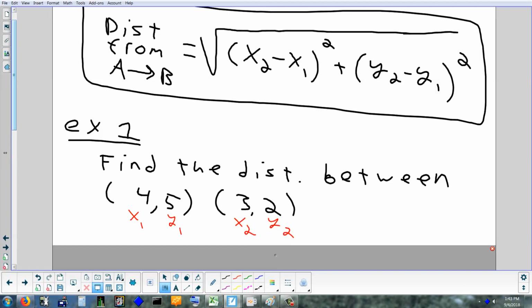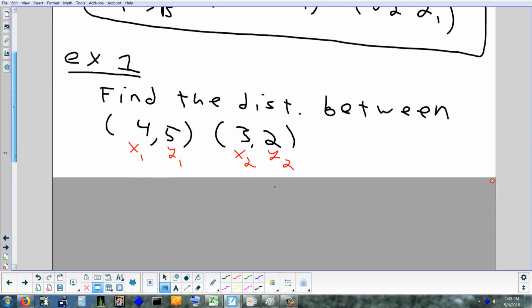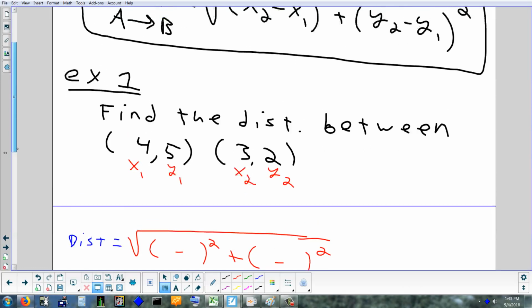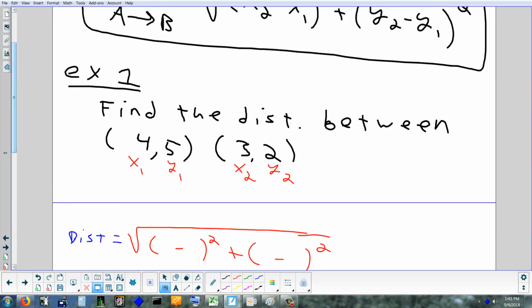Okay. So now just fill everything into the formula. What I like to do, you don't have to do it this way, but I like to write down all the symbols so I don't forget to do anything. So if I do all that, I won't forget to square, subtract, add, or take the square root. Okay, let's fill it in. Well, Audrey, can you tell me what would go in the first set of parentheses?